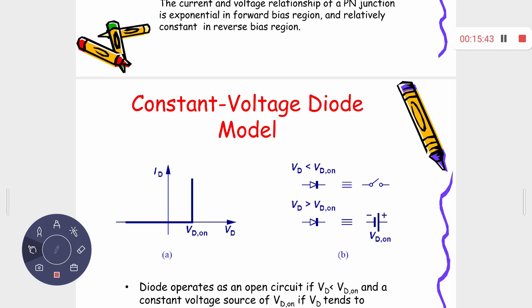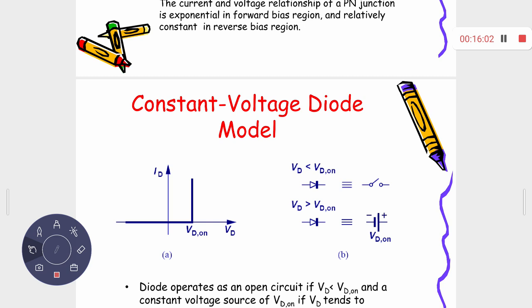This scenario will help you to recognize a diode as a device which can have only two states, like a switch. Either the switch is off or the switch is on. Yes. So what is VD on?